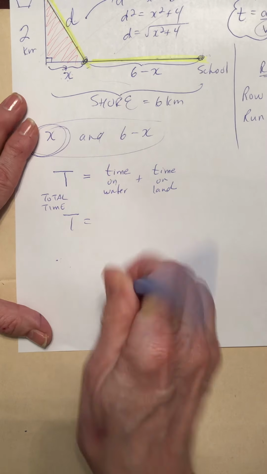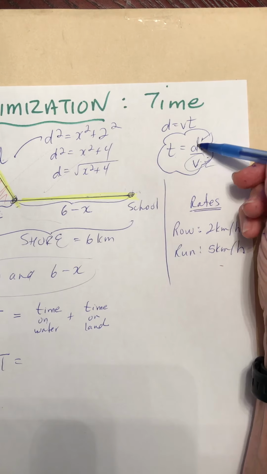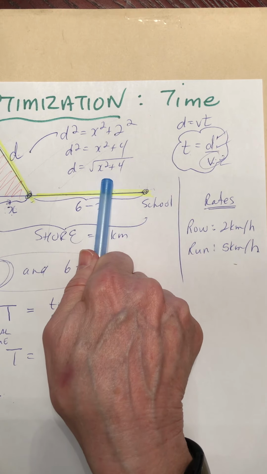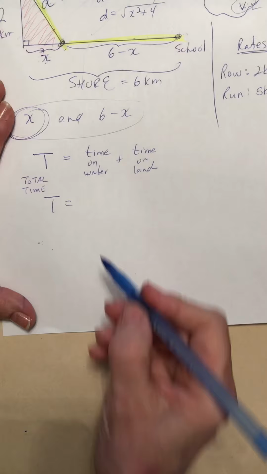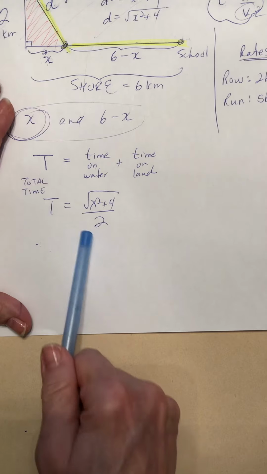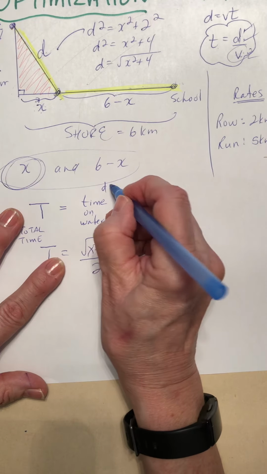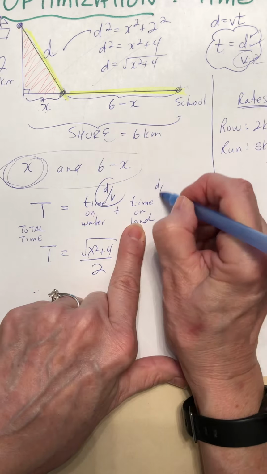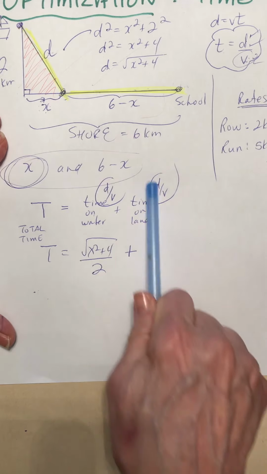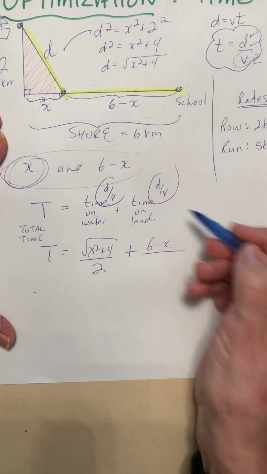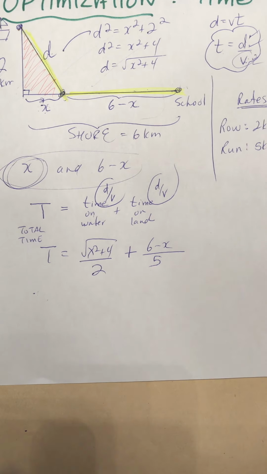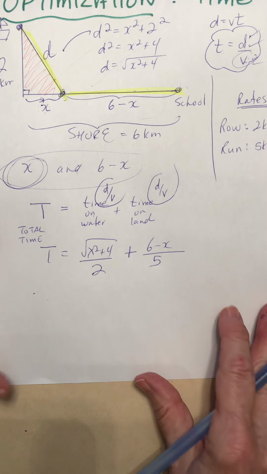So capital T, what's my time on water? I need d over v for the water scenario. So the d is the root of x squared plus 4, and the velocity is 2. So over here, I have the root of x squared plus 4 over my velocity of 2. That's time. The formula for time is d over v. And then I'm going to do the same over here, but with the relevant values for the second leg. So I'm adding the distance on land, which is 6 minus x, divided by the velocity on land, which is 5. So I'm ready to differentiate, but this isn't looking as good as it could.